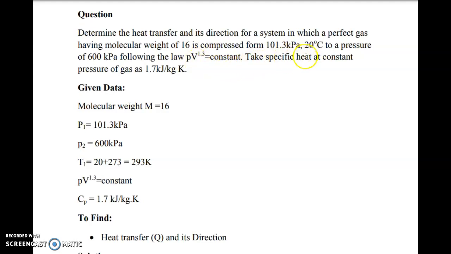Take specific heat at a constant pressure of gas as 1.7 kilojoule per kg Kelvin. So this is a given question. There is a system in that gas is there. That gas is subjected to compression process by following polytropic process.